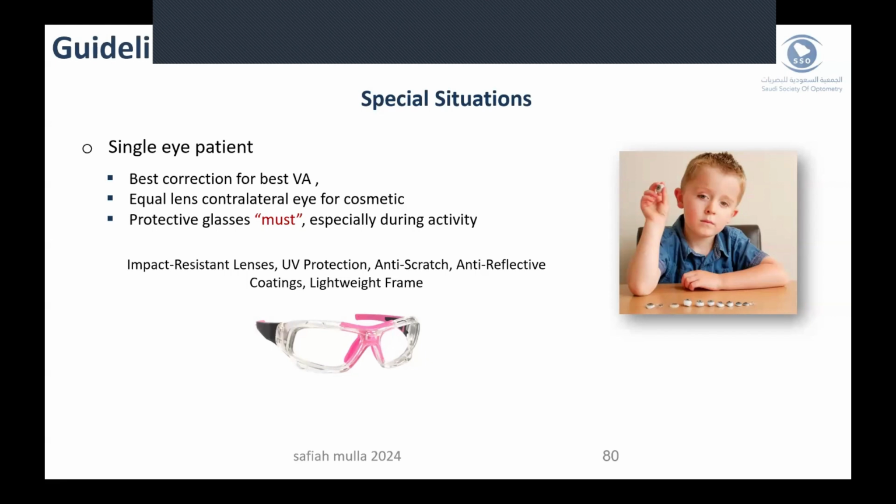And then you insist and explain to the parents the importance of wearing protective glasses, especially during activities. The glasses should have impact-resistant lenses and UV protection, with anti-scratch and anti-reflective coating, and lightweight frames. It's very important to educate the parents and explain what you want for this special situation child.